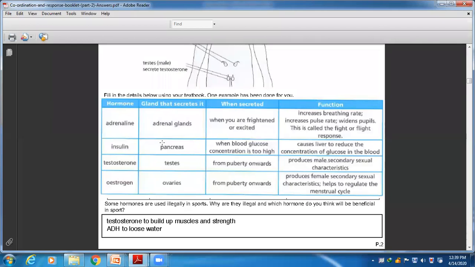So the pancreas is both exocrine and endocrine. If it is producing insulin into blood directly, then it is endocrine. If it produces pancreatic juice through a duct, then that is called an exocrine gland. So here it has a dual nature, meaning it is both an exocrine and endocrine gland.